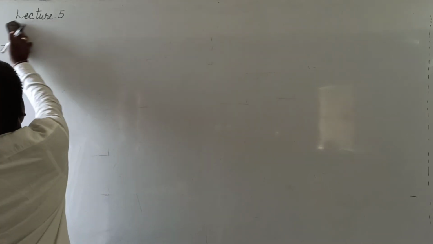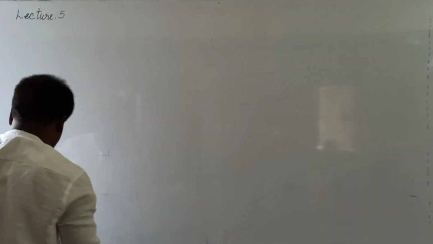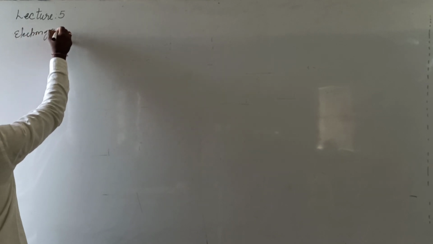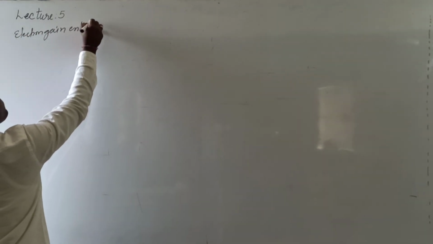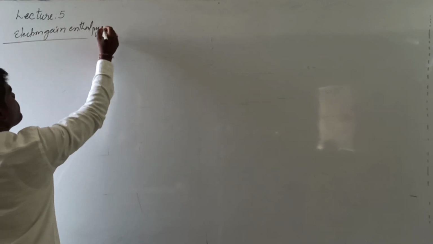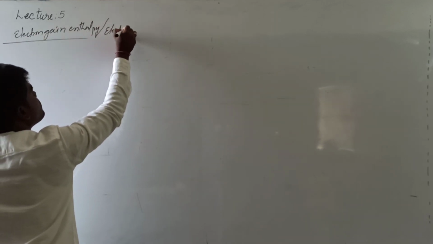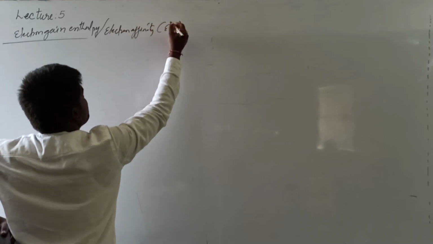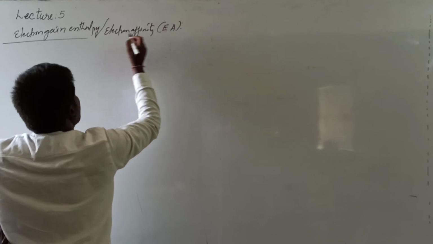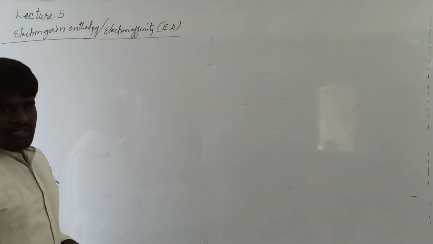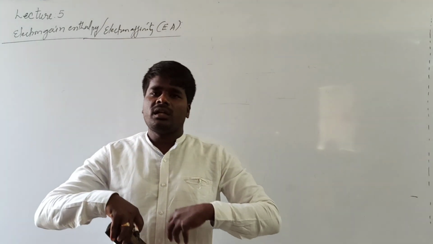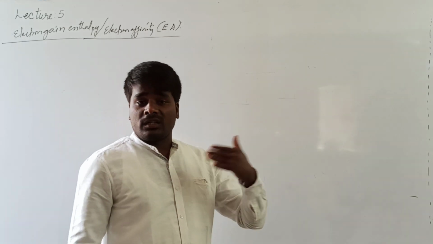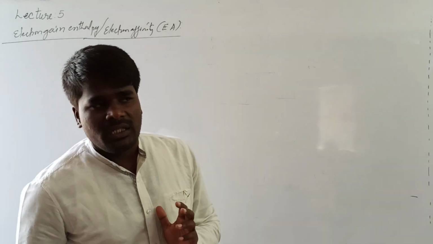That is electron gain and loss. The next periodic property is electron gain and loss. It is also called electron affinity. What do you call it? Electron affinity, generally represented with E. How can we define this? This is the energy change that occurs in the process when an electron is added to the valence shell of an isolated gaseous atom.